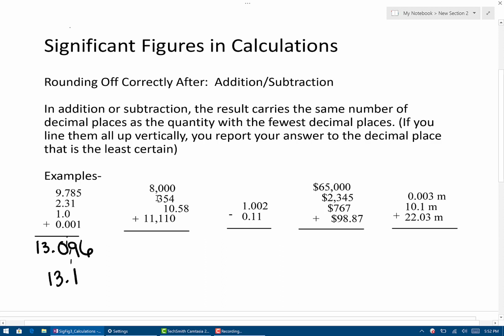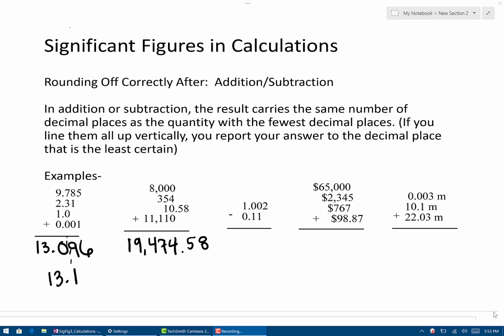Here, the 354 reports to the ones place. Here we have a very precise number, reporting out to the hundredths place. And our fourth number here is precise to the tens place. So we are really limited by this top number. It's only precise to the thousands place. When we add up all those numbers, we get 19,474.58.